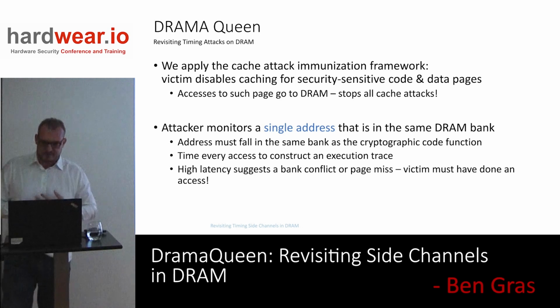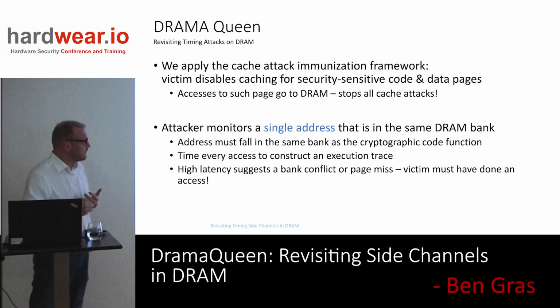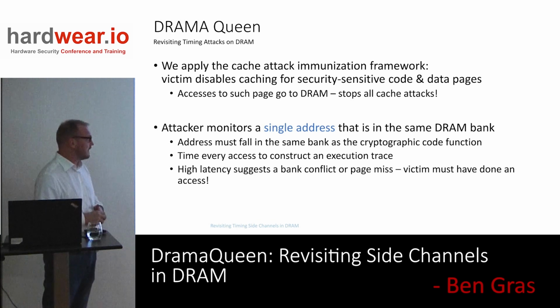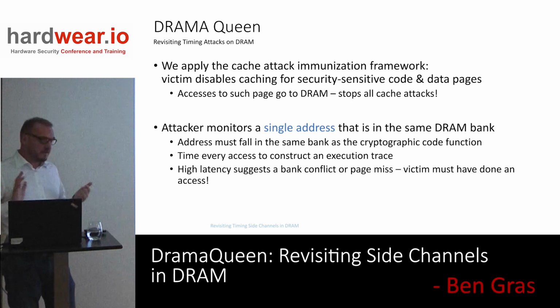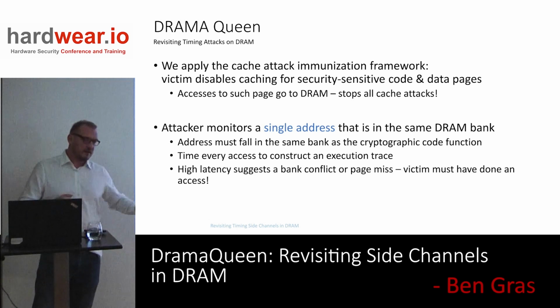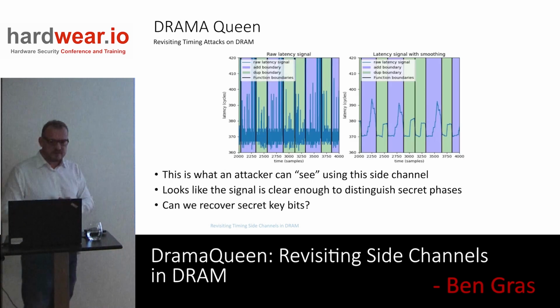So let's see if we can exploit this. We apply the perfect universal solution to all side channels, this cache attack immunity framework. That means that all code accesses go straight to DRAM, not into the cache. All data accesses go straight to DRAM, not into the cache. Cache attacks are impossible. The attacker then monitors a single address that is somewhere in the same DRAM bank as some other address that the victim is using. And then we make the victim start this crypto operation. First we let it execute a couple of times while knowing the ground truth. We want to know, is the bit a 0 or a 1 that it's processing? And then we can see, do we see a difference in the latency signal between a 0 bit and a 1 bit? And we can visualize that in this way.